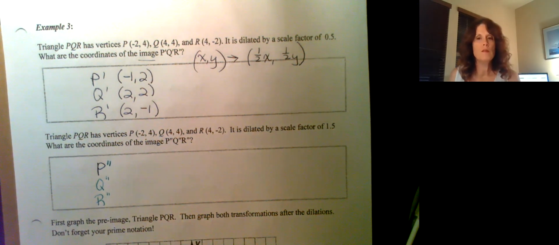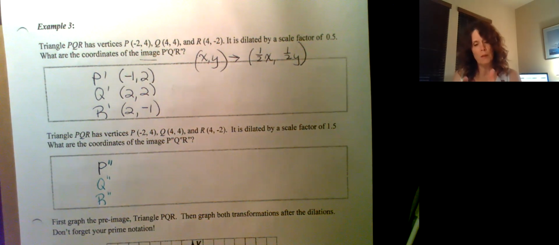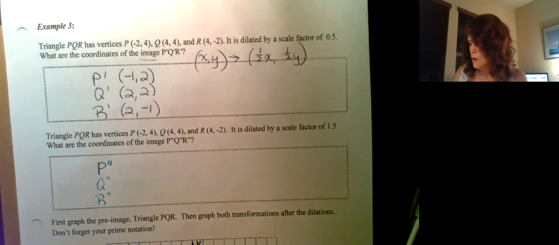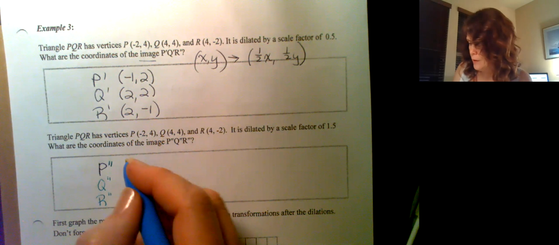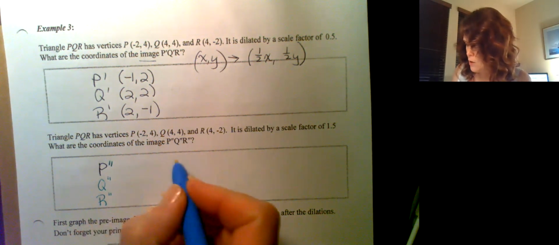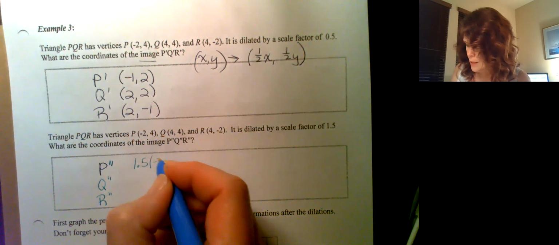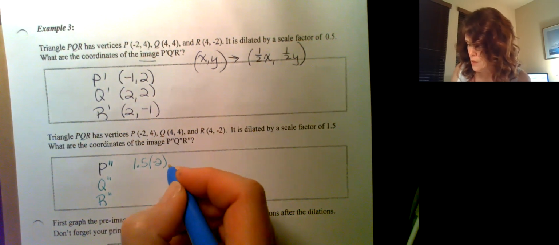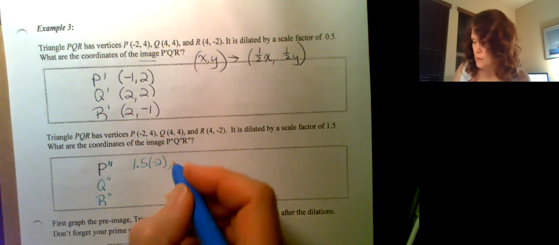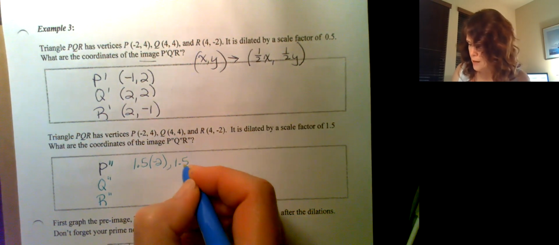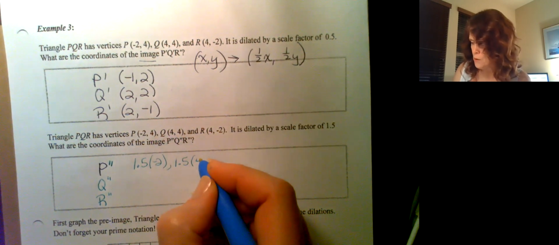Okay. So 1.5 is we're going to maintain its original distance and go 50% farther. We're going to add that to the distance. So we could do that in our head, right? Or we could just say, all right, 1.5 times -2. That's our x value. And 1.5 times 4.